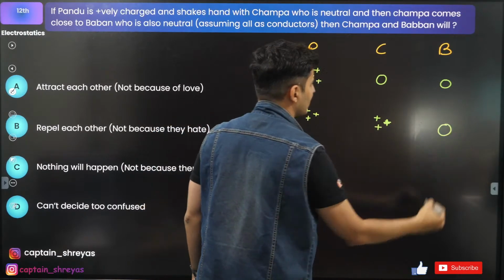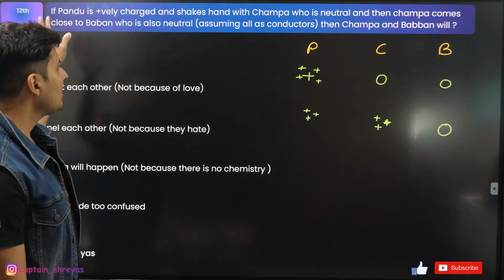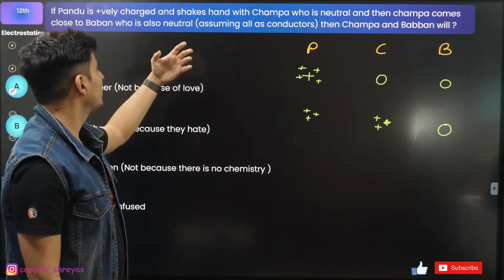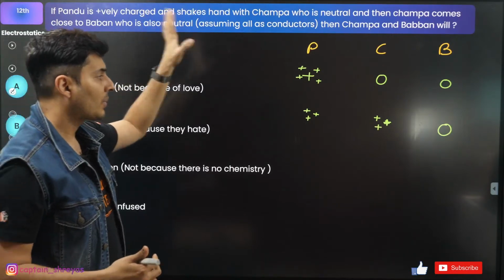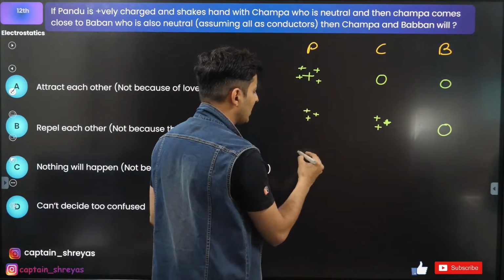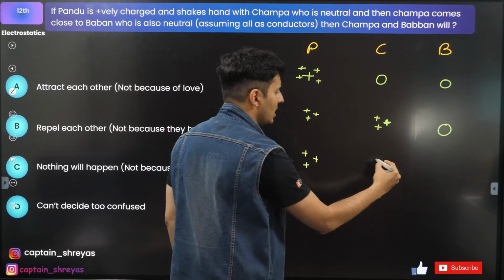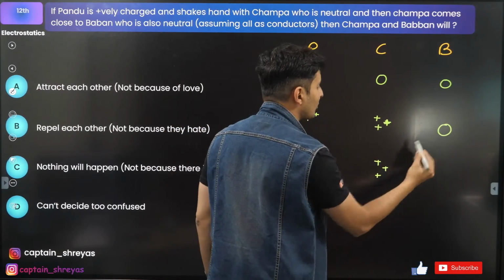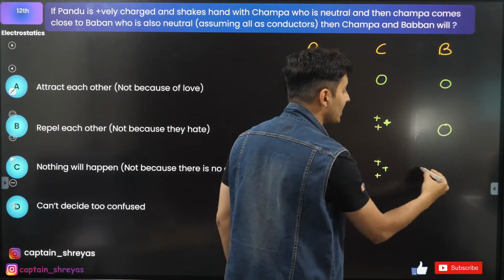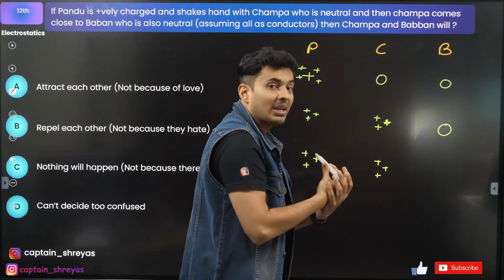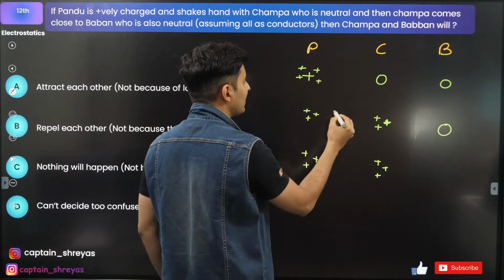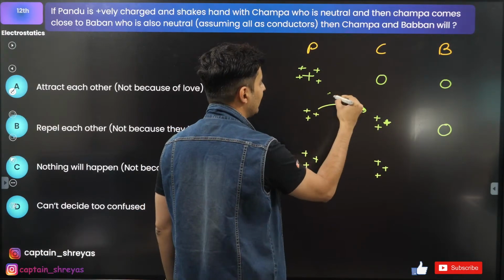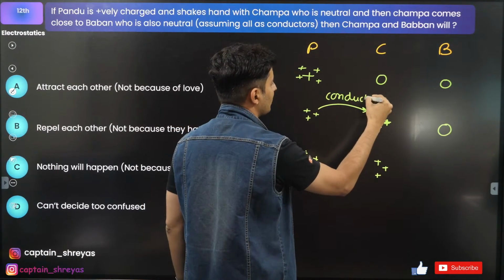And Baban is still out of the picture. Now what happens? Champa comes close to Baban, who is also neutral. Acha. Now Pandu is out of the picture, guys. Don't worry about Pandu. Champa just comes close to Baban. So what will happen to Baban, guys? He will get induced charges. Here the charge got conducted. So from this step to this step, basically conduction of charges has happened.